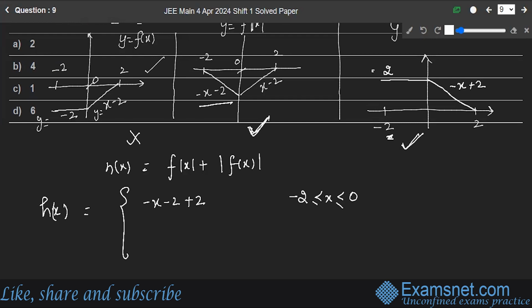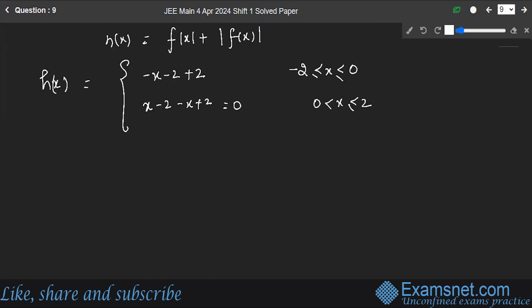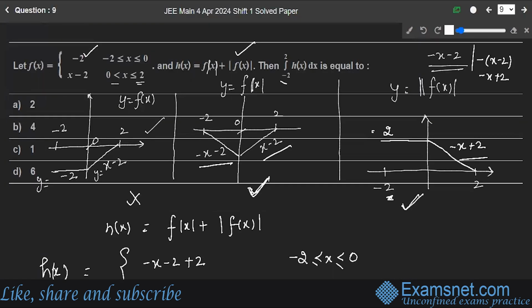And for the next one, this is x - 2 and -x + 2, so x - 2 minus x plus 2. This will give me a 0 for this interval. Okay, so that means you have these two values of h(x). Now what you have to find out was this.